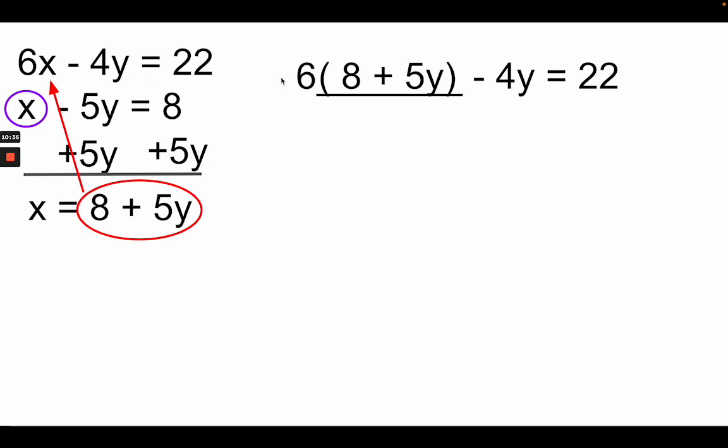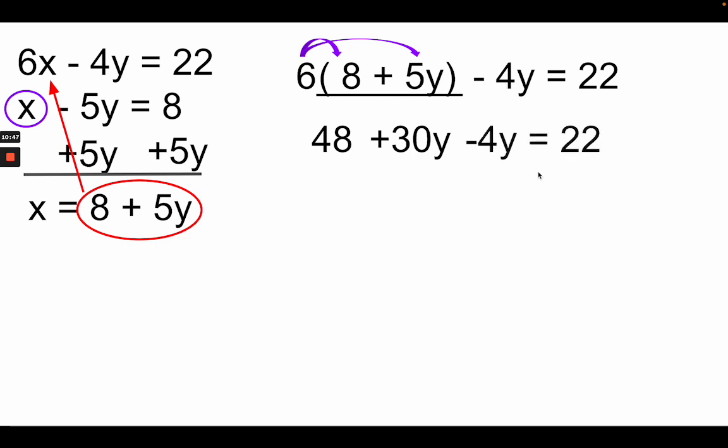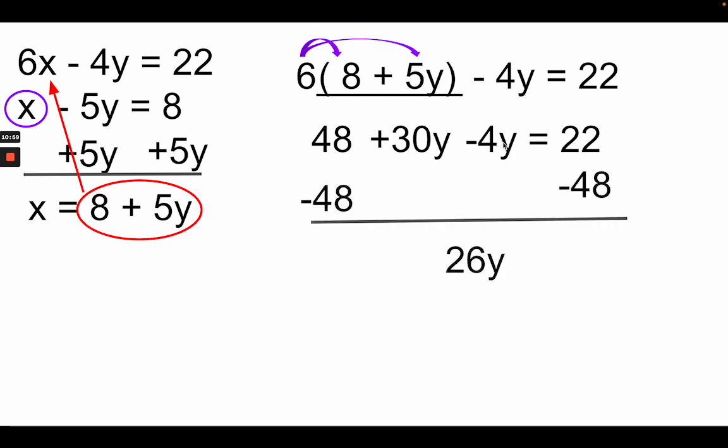Now we're going to distribute 6 times 8 and 6 times 5y. So 6 times 8 is 48. 6 times 5y is 30y. Let's drop the rest of the equation down. Next, we're going to combine like terms. Because we have 2 different sets of variables, we can only have one. So 30y minus 4y is 26y. Sorry, I was wrong, it's 26.